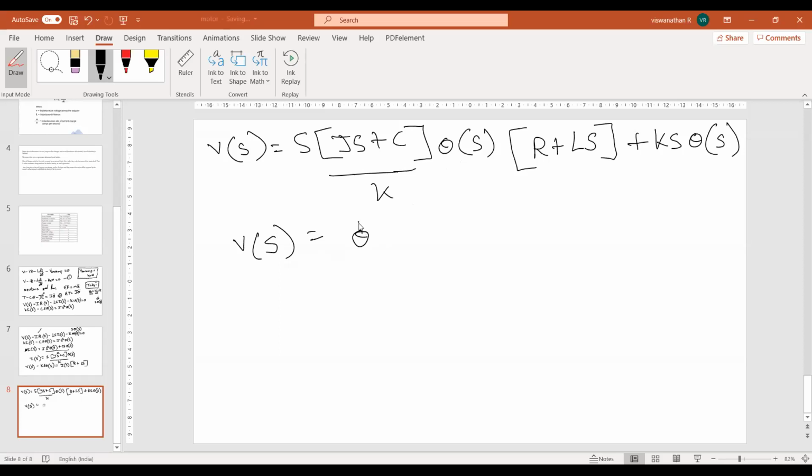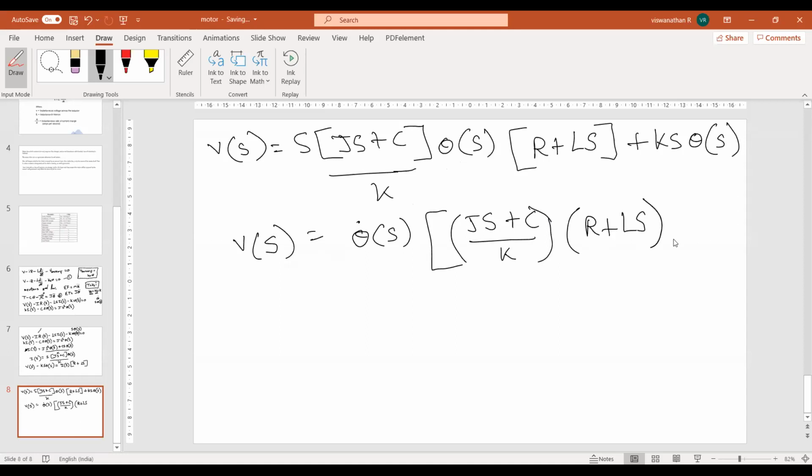Theta dot of s. Okay, of s denotes it's in the s domain. Now what you'll have is (Js plus C) divided by K, (Js plus C) divided by K, then here it is R plus Ls, and you will be left with K here, because theta dot of s you have taken common.